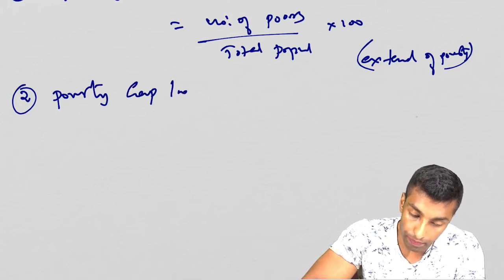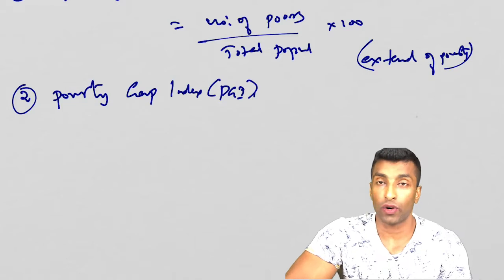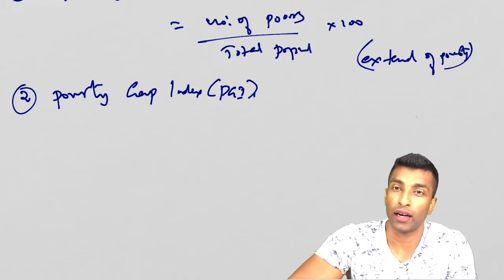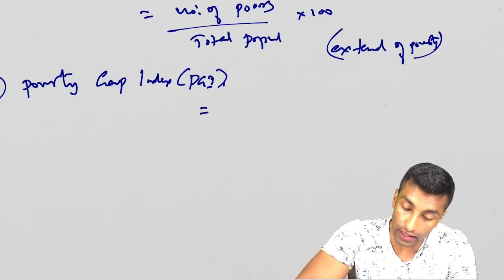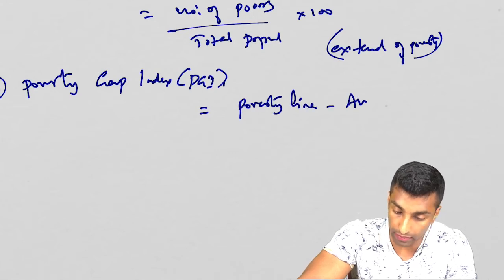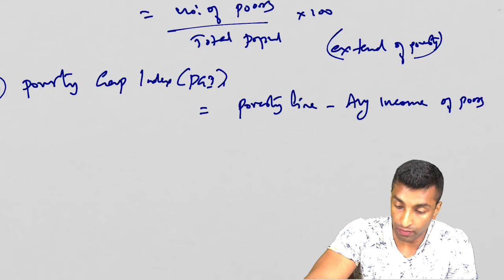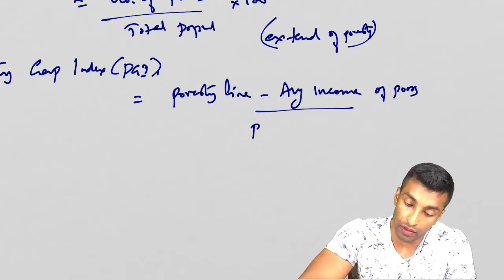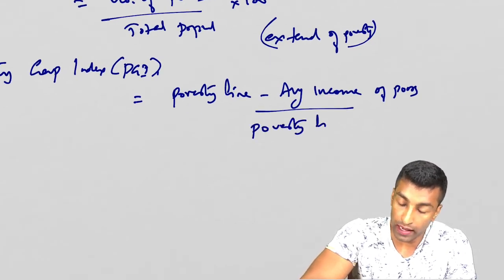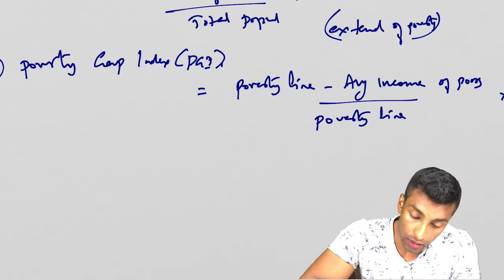poverty gap index. Okay, PGI. First I'll tell what is it and then I'll explain what is the need of it and how is it calculated. Okay, so it is nothing but poverty line minus average income of poor divided by poverty line into 100. Okay, so how is it calculated? It is calculated like this.